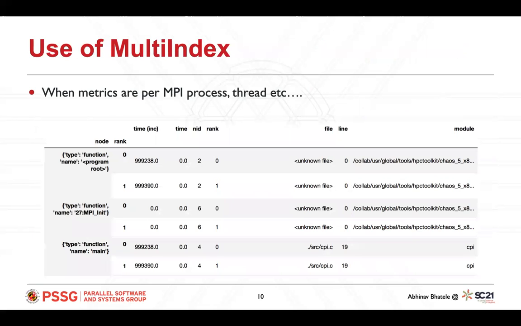Now, since we are at a high-performance computing conference, most often users will be running programs that are multi-process if they're running MPI, or multi-threaded, and we support loading such data into Hatchet. Whenever there are metrics on each node that are per MPI process or per thread, we use the multi-index capability in pandas to create a hierarchical index of node comma rank, or node comma rank comma thread, that can be used to index the data frame. Each node then has per rank data or per rank per thread data and so on, which is what is shown in this data frame here.